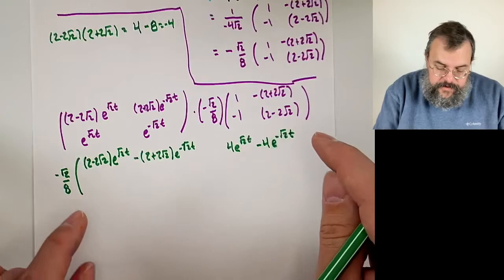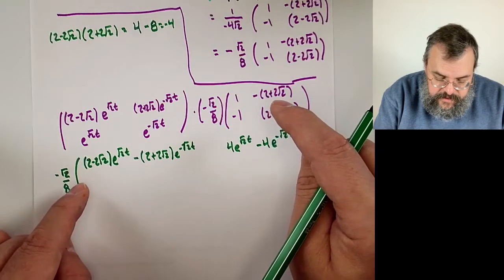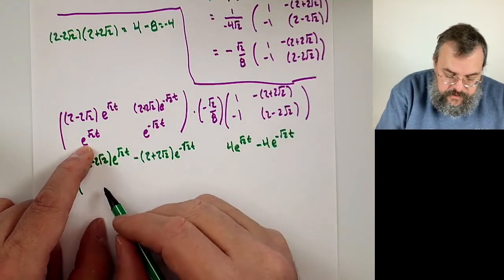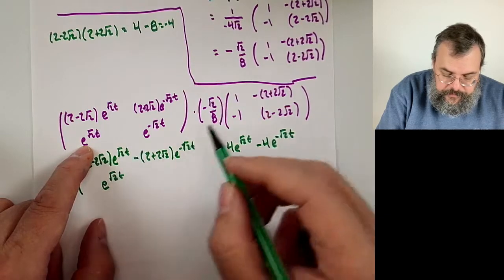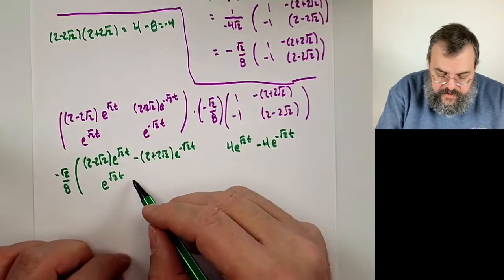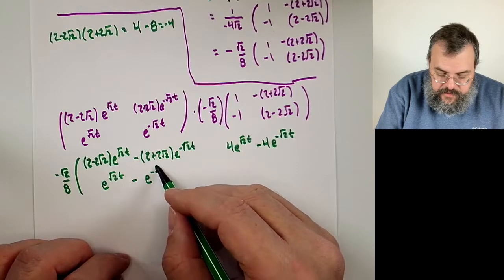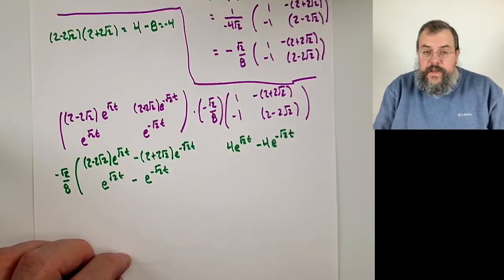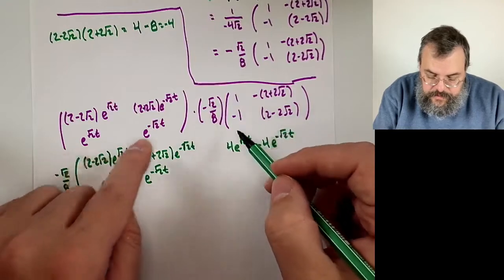All right, well, that one wasn't so bad. And then what do we have? Well, we have e to the root 2 times t, subtract e to the minus root 2 times t. Okay, that one wasn't so bad.